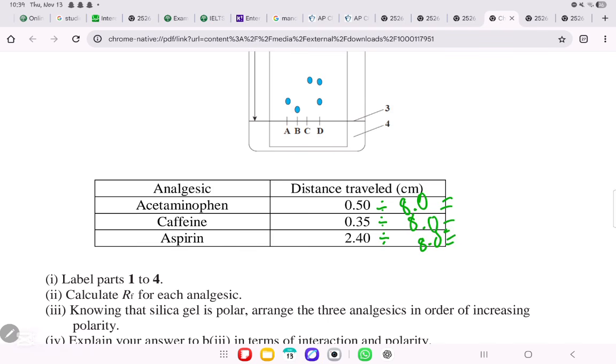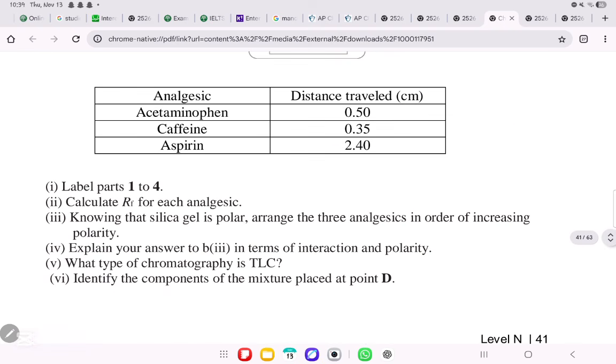When you put it on the calculator, here you're going to get 0.063, 0.044, and 0.30. Okay, that is for part II. Part III, knowing that silica gel is polar, arrange the 3 analgesics in order of increasing polarity. So you take their Rf values. This is 0.30, this is 0.044, and this is 0.063. Right? The more polar something is, the less distance it travels.